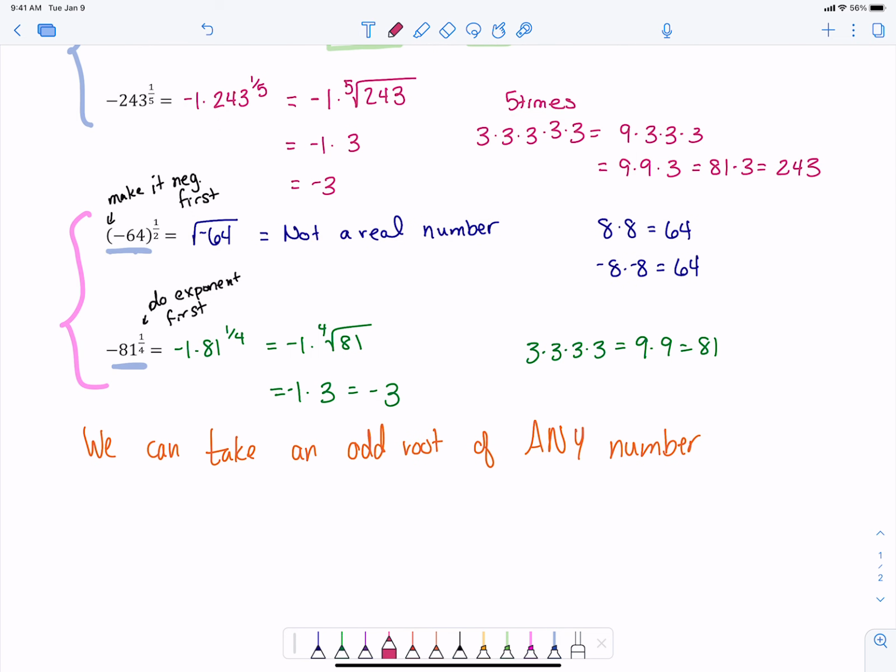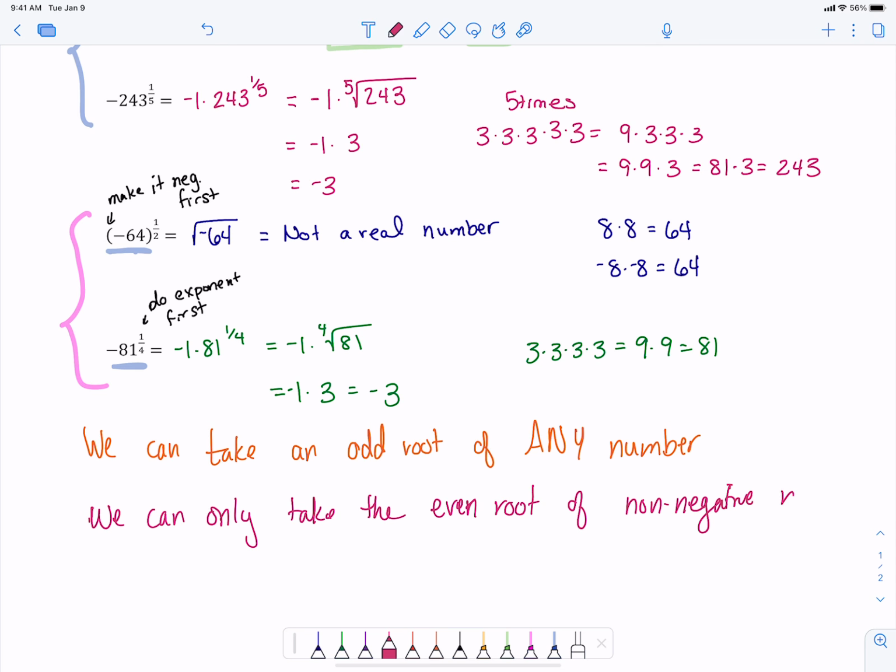So our takeaway here for even roots is that we can only take the even root of non-negative numbers.